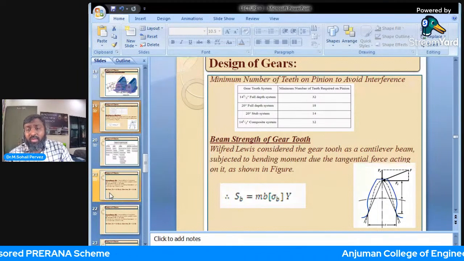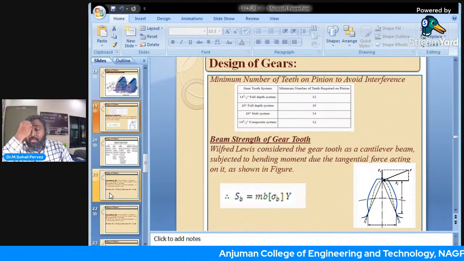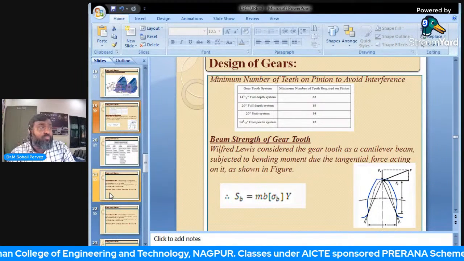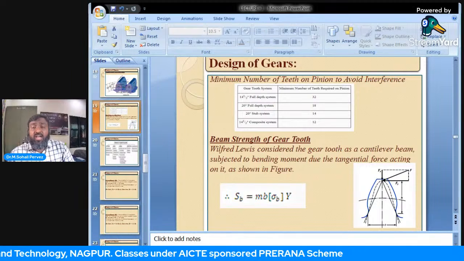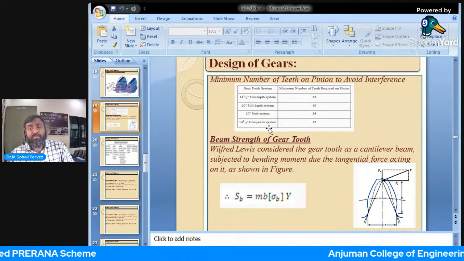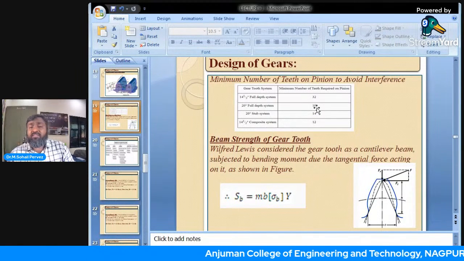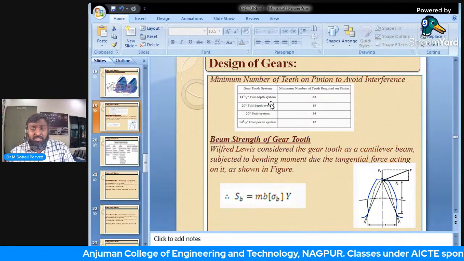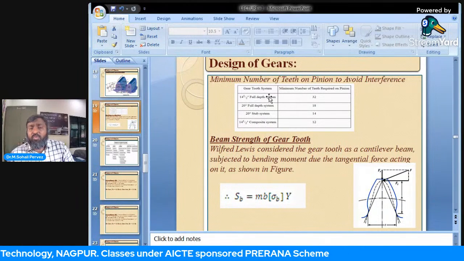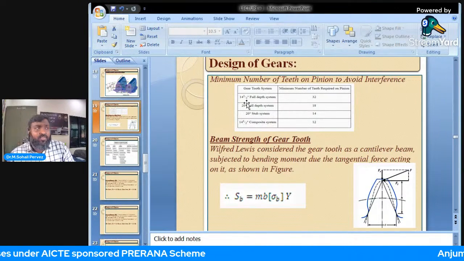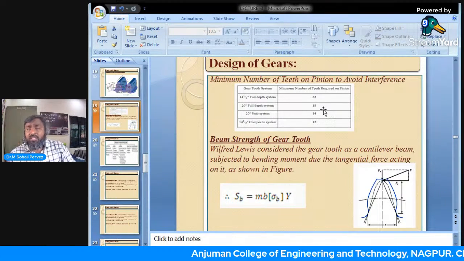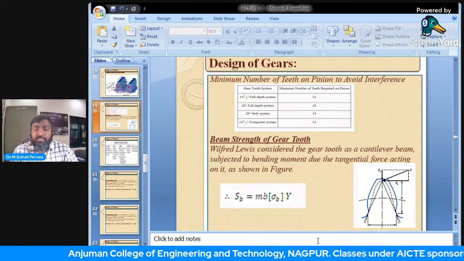To avoid this interference, the profile and the pressure angle for the gear tooth system is adopted as 14.5 full depth, 20-degree full depth, 20-degree stubbing and composite system. Now, we must have studied this in kinematics of machines, wherein what do you mean by full depth and stubbing. So it's a mode of gear tooth system wherein at different angles, 14.5 and 20-degree full depth, 20-degree, we have a minimum number of required teeth on the pinion so that interference can be avoided.